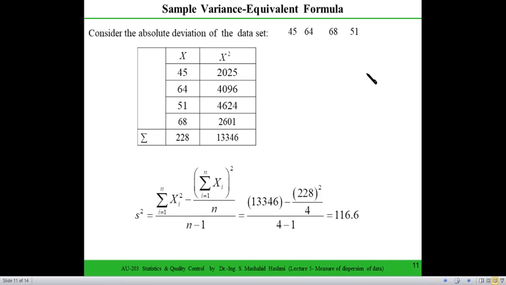where each data point is subtracted from the mean. So we calculate the mean deviation, take the square, take the sum and divide by n minus 1, and you get the sample variance. So the same result has come because it is the same data set.